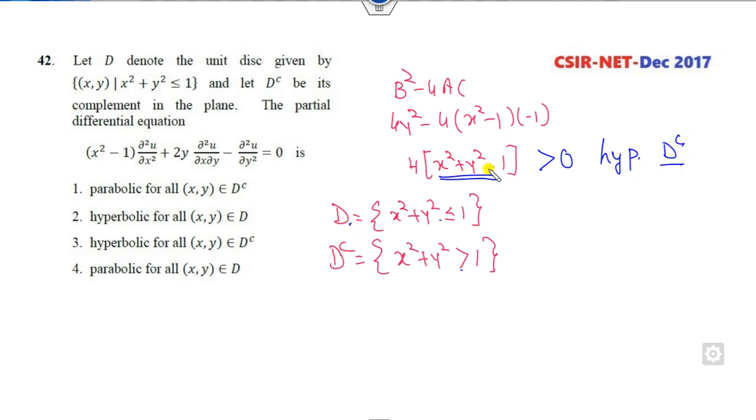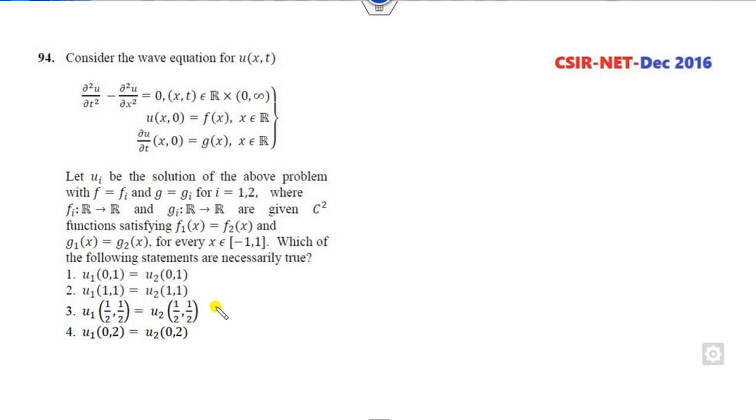When D is less than or equal to 4, it means it is an ellipse. Now you can check that a parabola is not possible. Whenever D is complement, it's a hyperbola. That's true. Hyperbola cancels out, and parabola cancels out. The right option is only the third, that is the right answer.